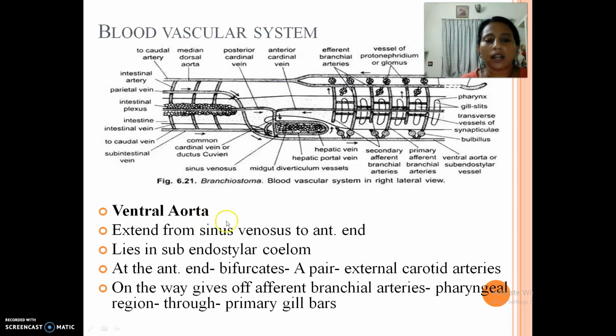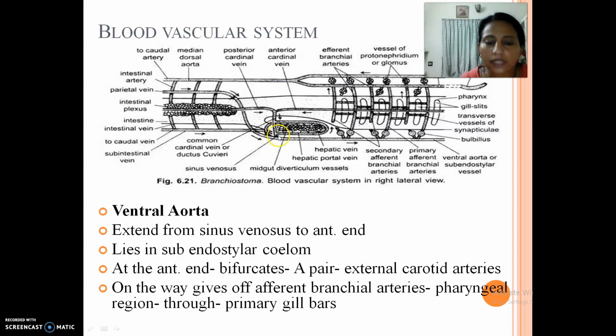So the ventral aorta extends from the sinus venosus, and in this diagram, it is just the opposite of the previous diagram. That is, this side is the anterior side and this is the posterior side. Don't confuse the two diagrams. Just see this picture, because the other diagram was taken to show you the special position of the sinus venosus.